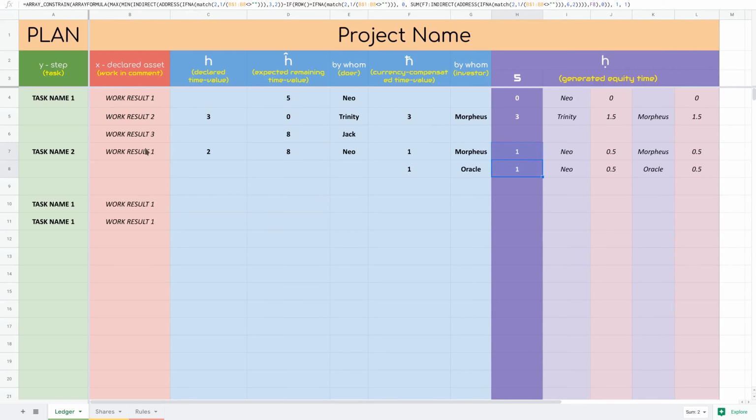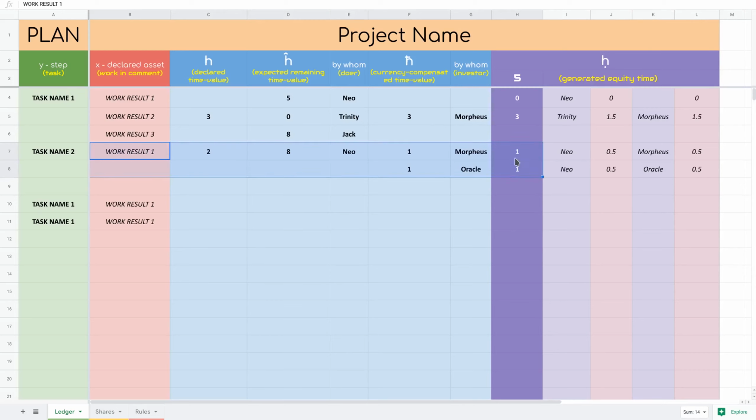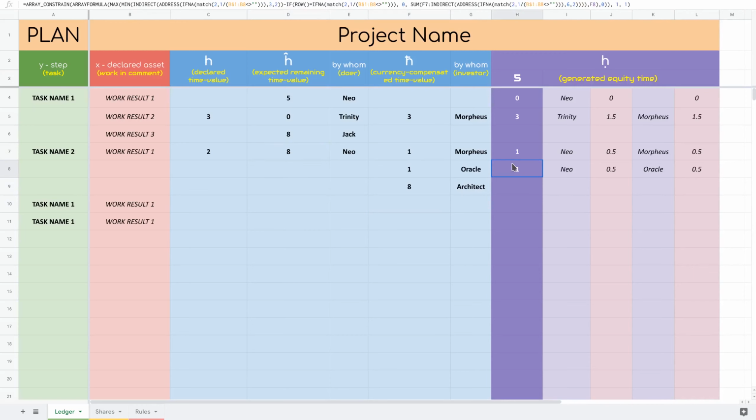So we don't lose the information about what the shares really represent. They are tied together with the actual things, the work results created. Now, if there is another investor, let's say Architect, and he thought, oh, I will be very smart and I will just invest 8 into Neo, but actually if you just try to compute, the Architect doesn't get any investment. That is because Neo has not yet declared the rest of the time, or of the expenses.